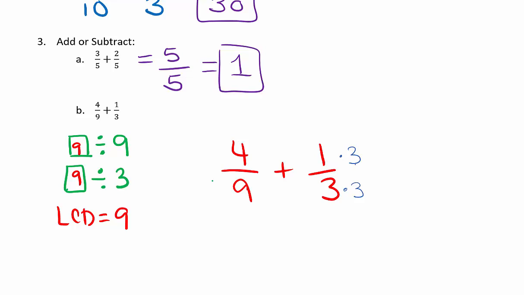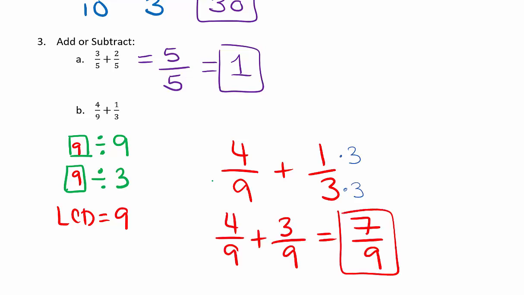The reason we do the same thing to the top and the bottom is basically to keep the fraction balanced. In other words, we're actually multiplying by 1, so we're not changing the value of that number. So now I've got 4/9 plus 3/9. I add the numerators. 4 and 3 is 7, and my final answer is 7/9.